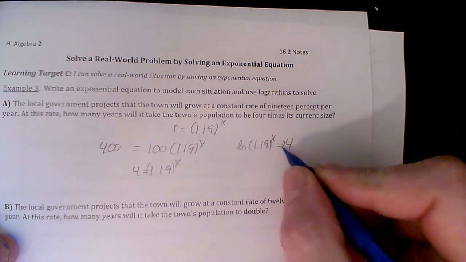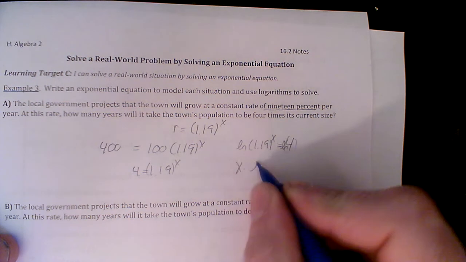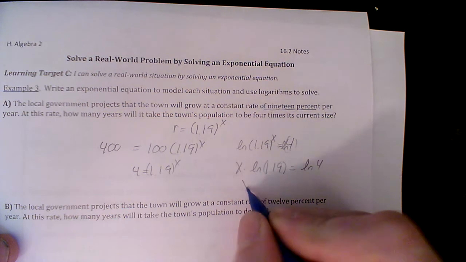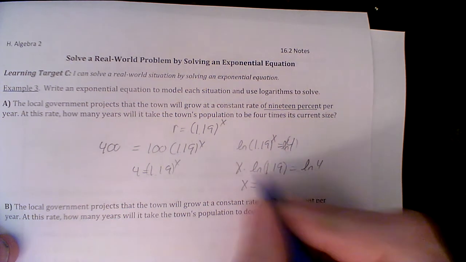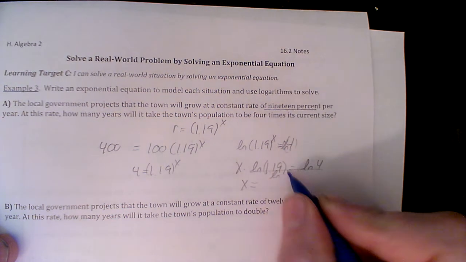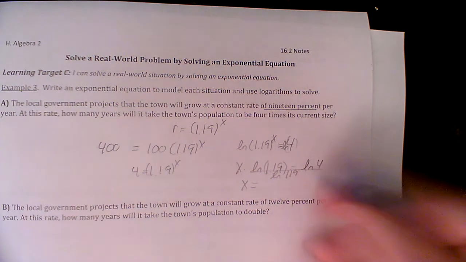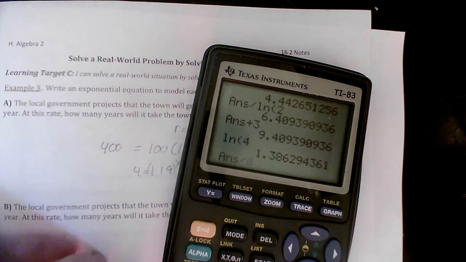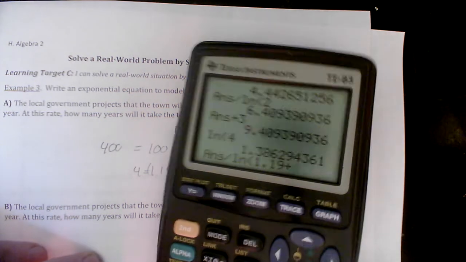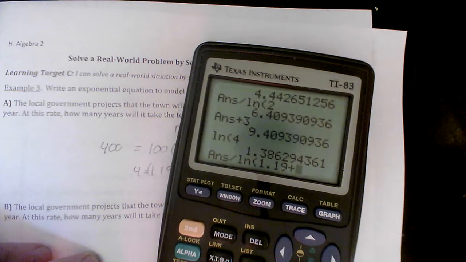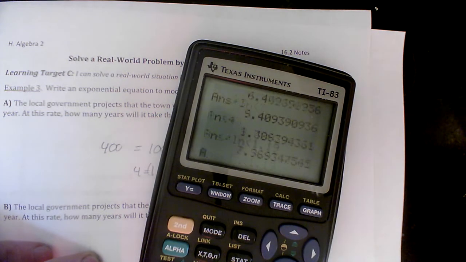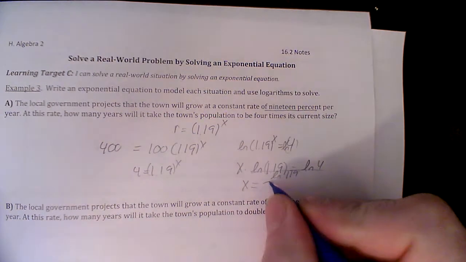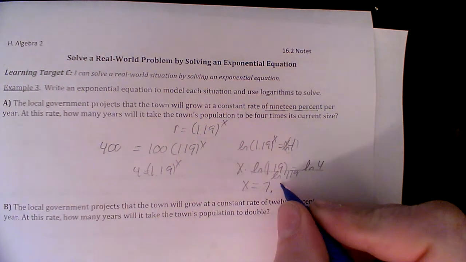So natural log, and we get x times the natural log of 1.19 equals the natural log of 4, and we get x equals whatever this is divided by the natural log of 1.19. So natural log of 4 divided by natural log of 1.19, and no clue what I did wrong there. Looks like about 7.87 years. I might have said that wrong. I did, 7.97 years.